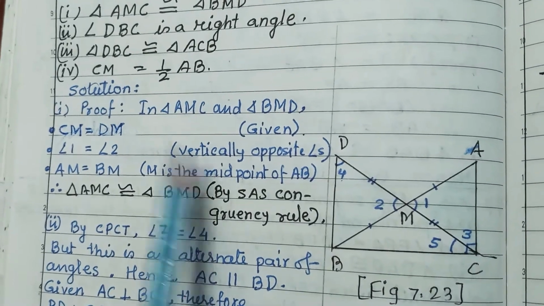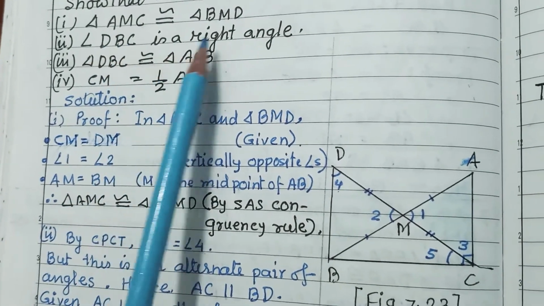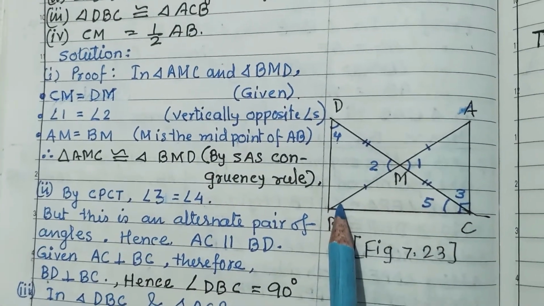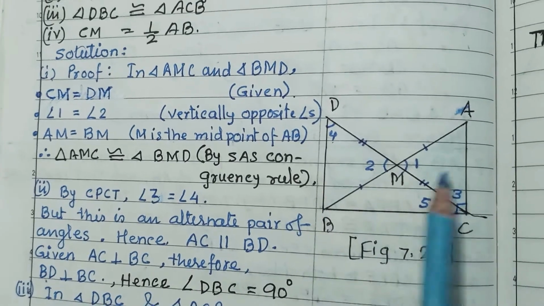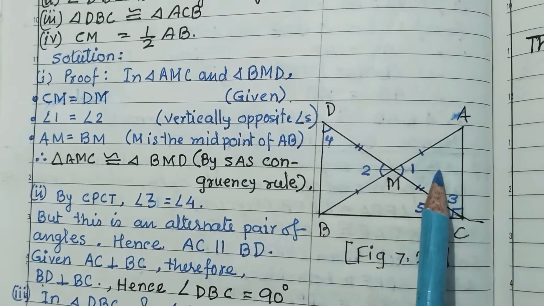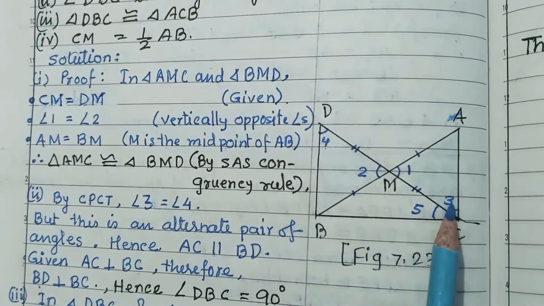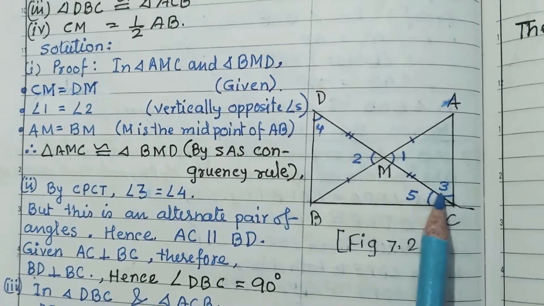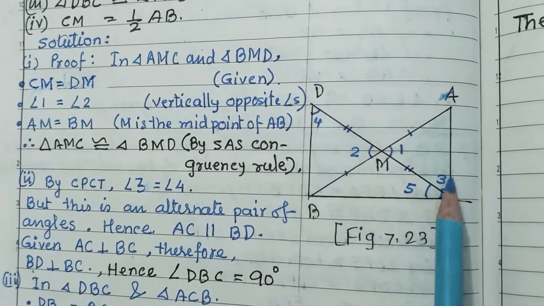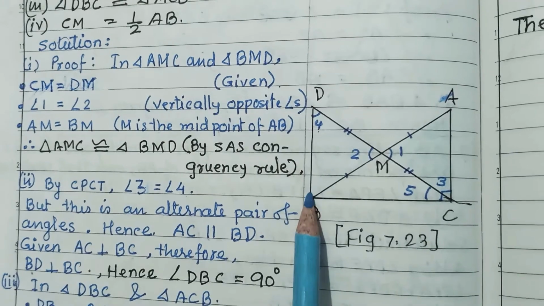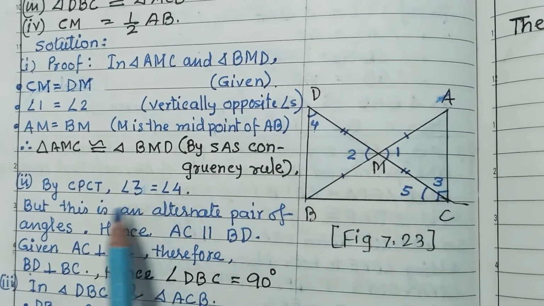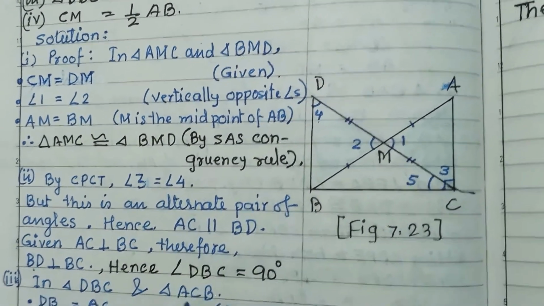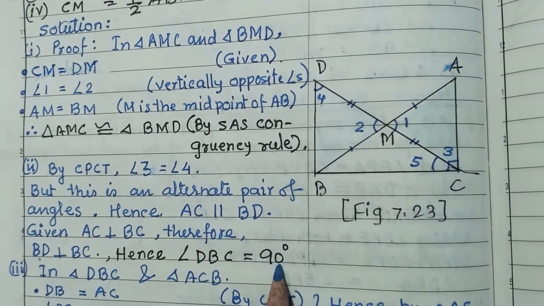First point done. Second point, angle DBC is a right angle, we have to prove. As these two triangles are congruent, by CPCT, angle 4 is equal to angle 3, corresponding parts. As these are equal, these are alternate angles. So the lines must be parallel, and it is perpendicular. So angle B is 90 degrees. That we have got. Now this was the second point.